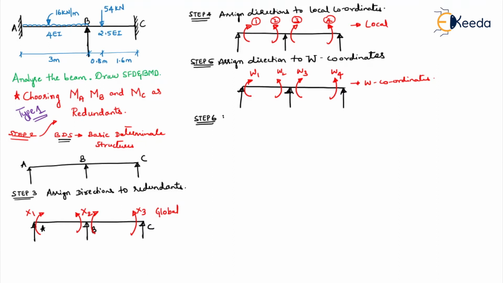Once you're done with your W coordinate assignment, step 6 is your FEMs. Here only moments are there, so you need to find only moments. You don't have to find your normal reaction in this particular case. For the FEM, I need to actually take this.